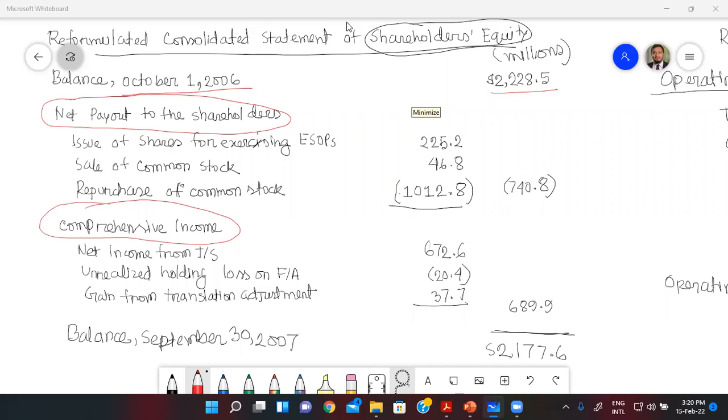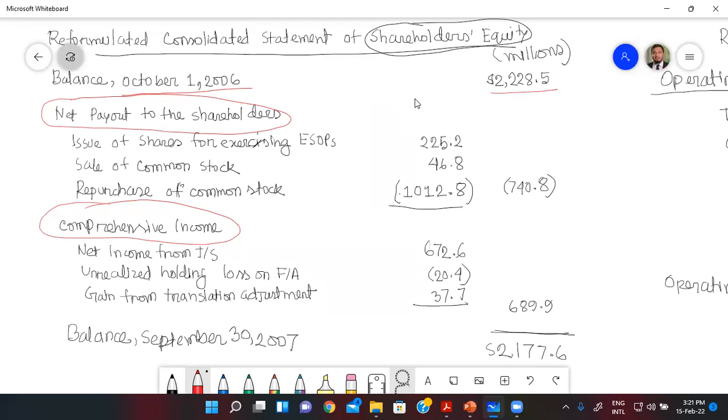The comprehensive income part includes the dirty surplus items actually. So you see, what does it mean? A net payout to the shareholders. Net payout to the shareholders means that anything which increases the equity will be credited to the equity. So that is a good thing, because it is raising the equity value. And any item, if it reduces the equity value, that will reduce the equity value.